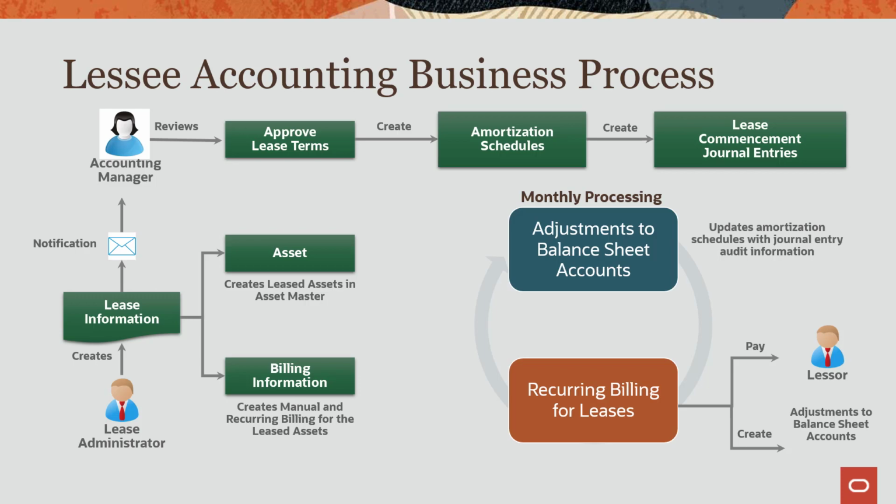The system updates each line on the amortization schedule during the monthly accounting process. Additionally, the system notifies users when this monthly process is overdue. You continue running this monthly process until your lease ends.